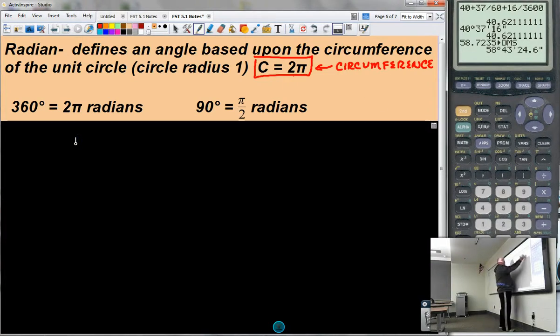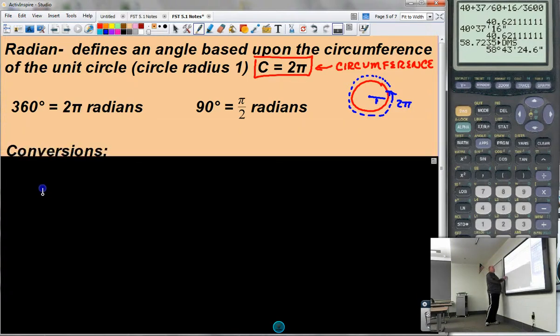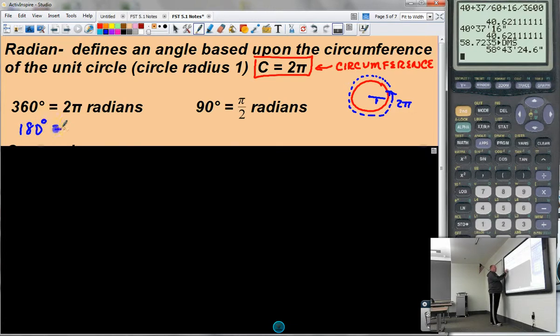Okay? So if I look at any circle, at any point, if I were to travel around the circle, the distance that I would travel is 2 pi, if the circle is a radius 1. Okay? So, here's our rule. 360 degrees is 2 pi radians. Once around the circle is 360 degrees. Once around the circle is 2 pi radians. Therefore, 90 degrees would be pi over 2. 180 degrees would be pi.